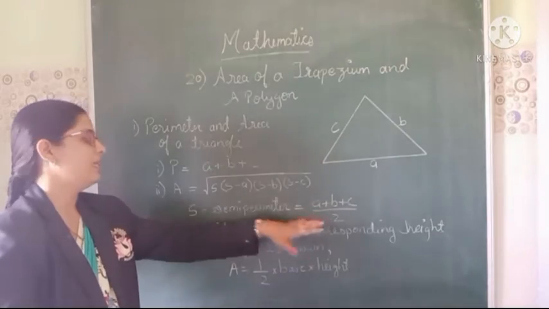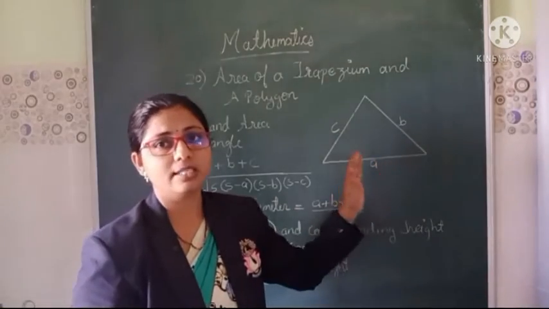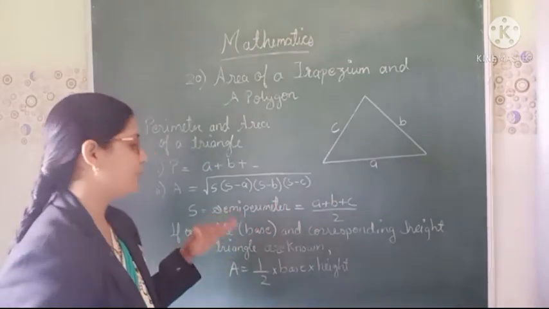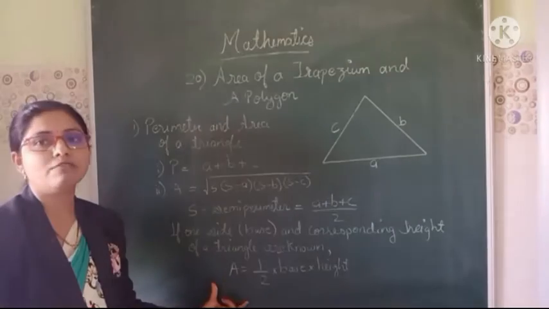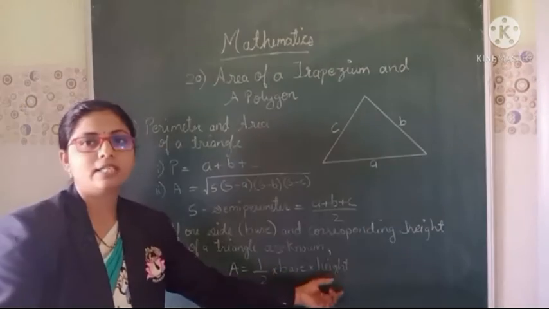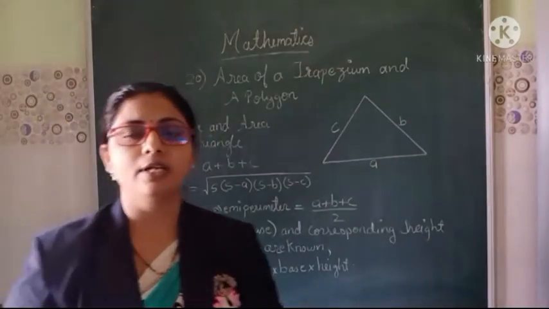Right? Then suppose the corresponding height, that is the altitude, is given to you and the base is given to you. In that case we have the formula for area, that is half into base into height. So according to this formula we can solve your question.